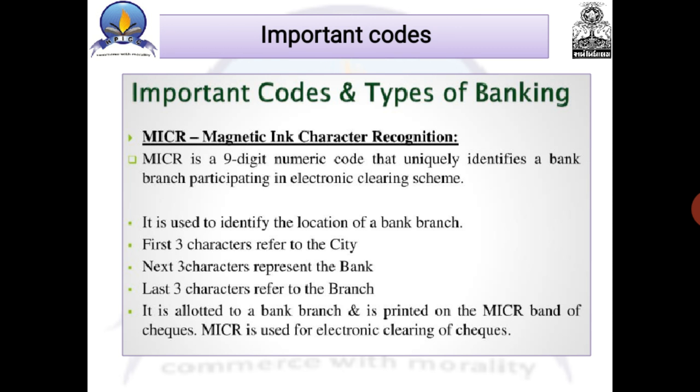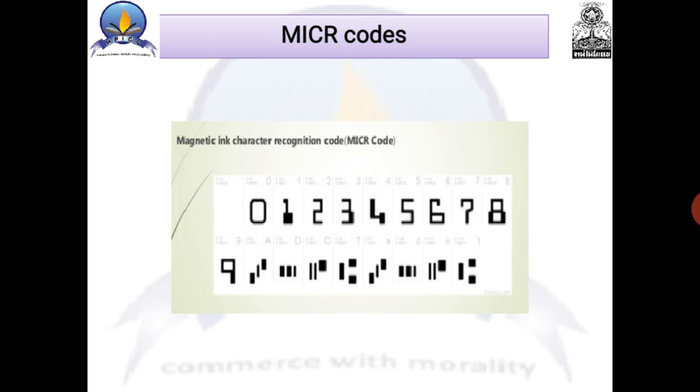So these are the disadvantages of it. The important codes and types of banking, which we have already discussed, are mentioned on this particular slide. That is the city code, bank code, and branch code. And MICR is a 9-digit numerical code that uniquely identifies a bank branch participating in electronic clearing schemes. Here is an example of a MICR code.